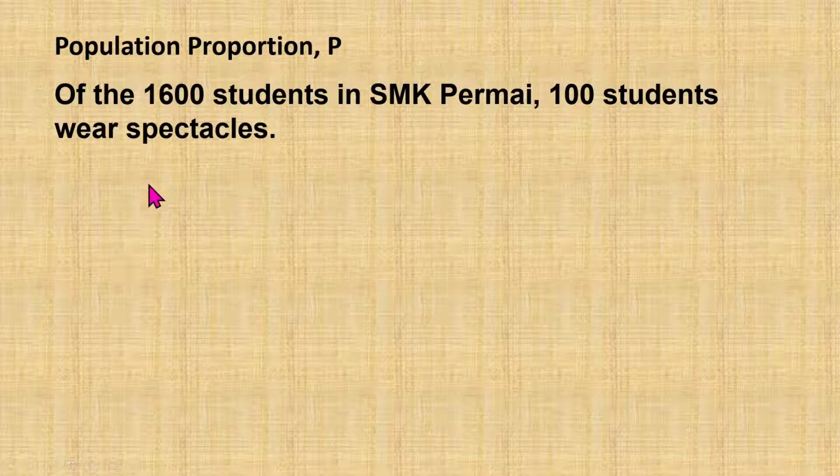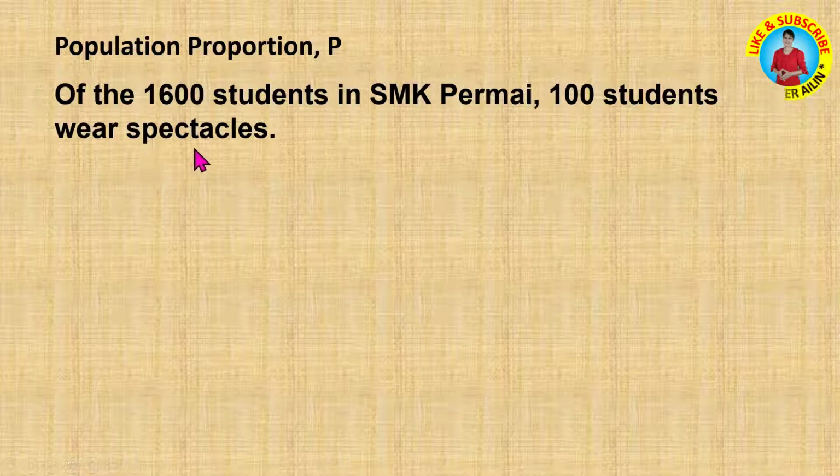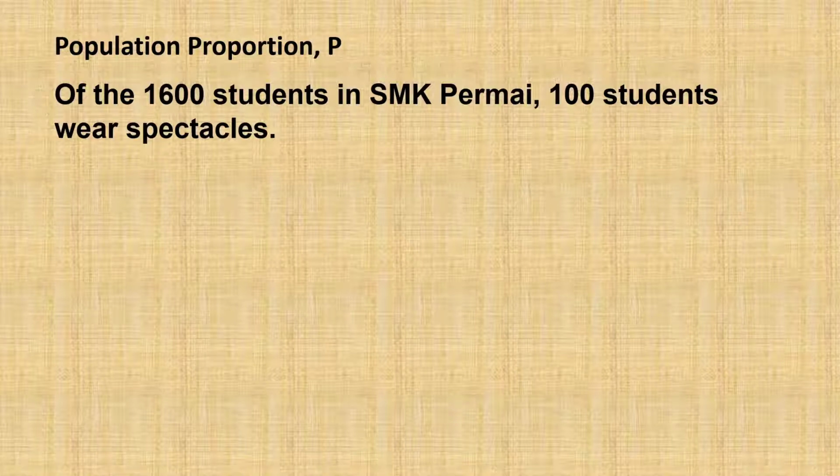Let's look at this example. Here we have a school, SMK Permai. The SMK Permai has altogether 1,600 students. So in this case, SMK Permai is the population, and the total number in the population is 1,600 students. Among the 1,600 students, it is found that 100 students wear spectacles. So the specific characteristic that we are interested in is students who wear spectacles, and the number of success elements is the number of students who wear spectacles.